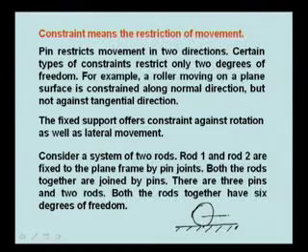The fixed support offers constraint against rotation as well as lateral movement. So, a fixed support adjusts all 6 degrees of freedom in 3 dimensions, or 3 degrees of freedom in 2 dimensions.